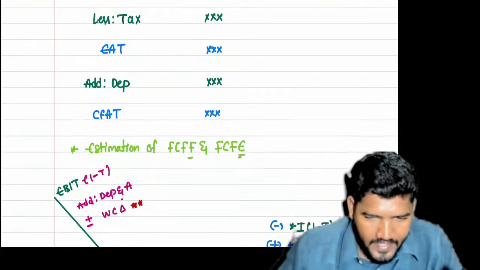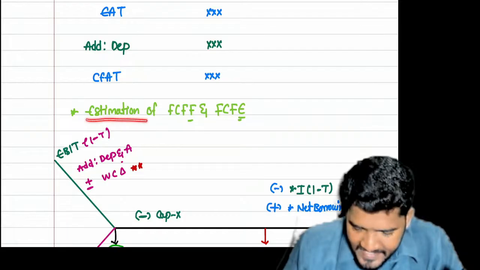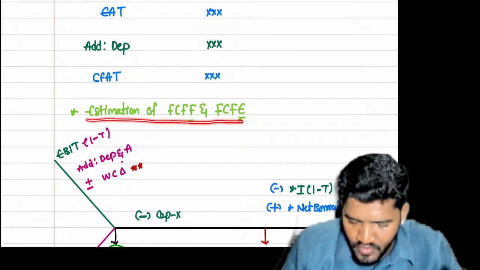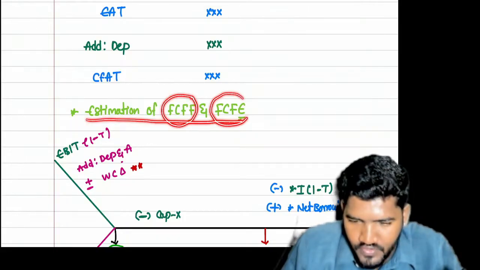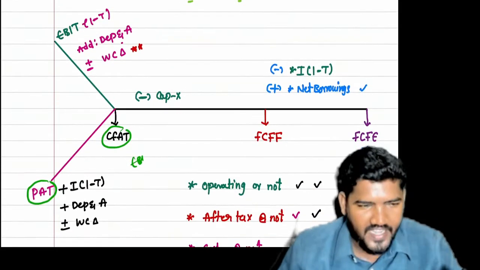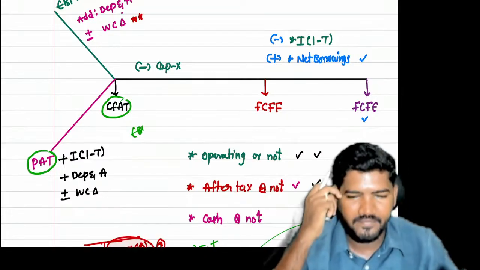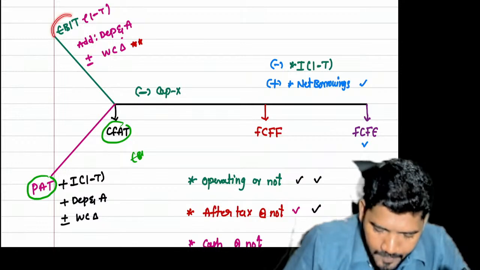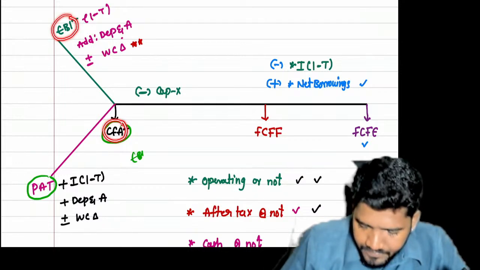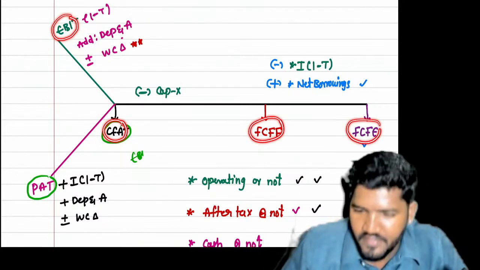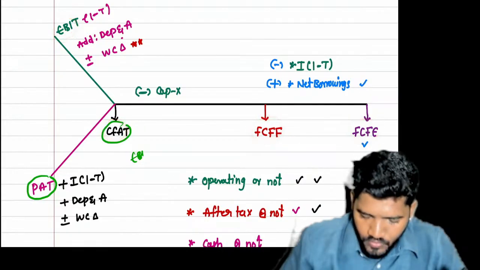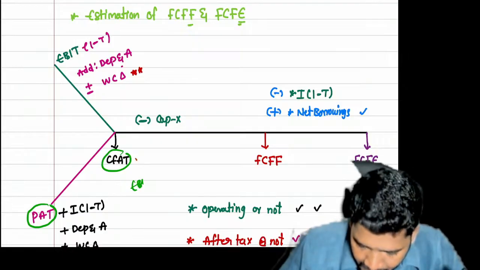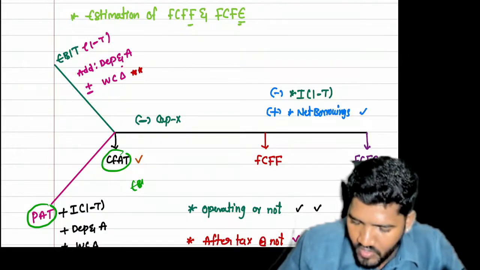Next, when it comes to the next concept, estimation of FCFF and FCFE. Free cash flows of firm, free cash flows of equity. Now let us check this diagrammatical representation. You will get more clarity. Okay, so the procedure is accounting profit, CFAT, FCFF, FCFE. Hope you guys are clear. Now, for example, they provide CFAT information. Just focus on the red colors.